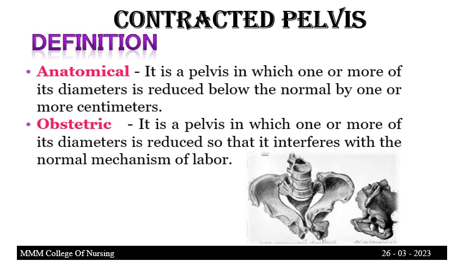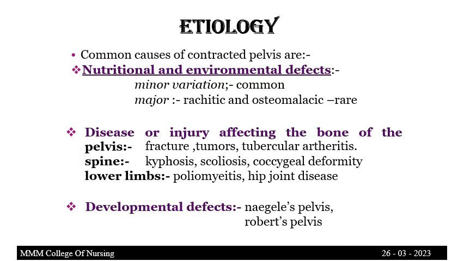The definition, anatomically, is a pelvis in which one or more of its diameters is reduced below the normal by 1 or more centimeters. In obstetrics, we define it as a pelvis in which one or more of its diameters is reduced so that it interferes with the normal mechanism of labor. Next is the etiology. Common causes of contracted pelvis are nutritional and environmental defects.